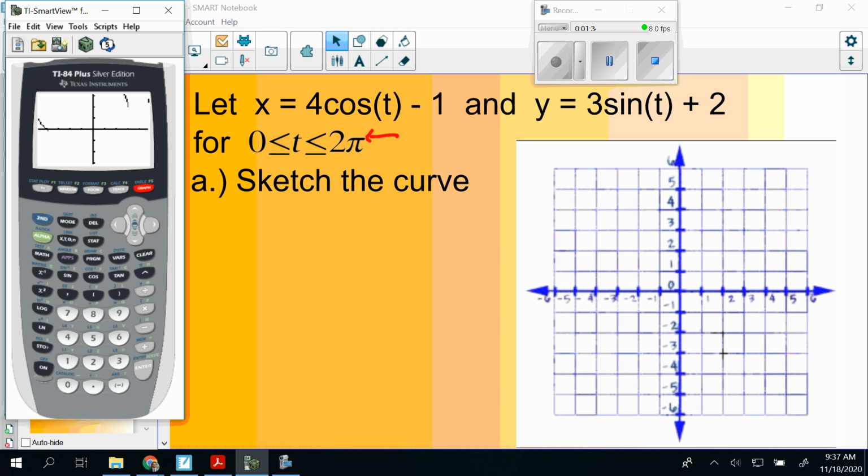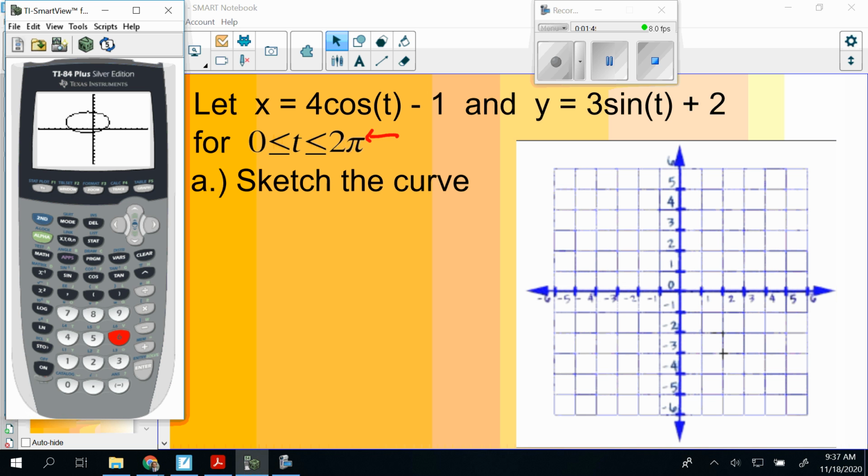Now it's starting to graph. Kind of hard to see it all. I'm going to change this. Let's go zoom and let's do our standard graph here. Might be able to see it a little better. There we go. Okay, so it looks like we get what's called an ellipse is what we're graphing here.